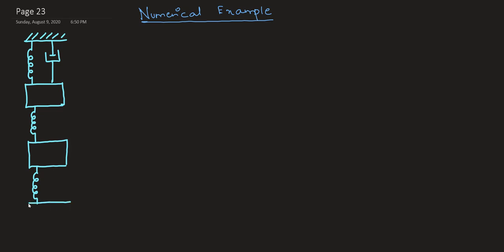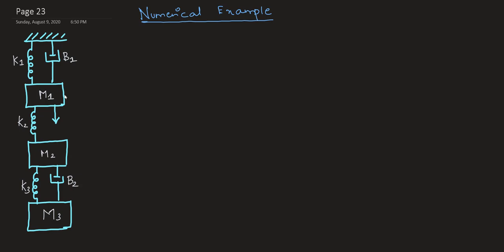So here I have a much more complex mechanical system which is still built using only those three building blocks. I have masses m1, m2, m3, then springs K1, K2, K3, and then dashpots B1 and B2.